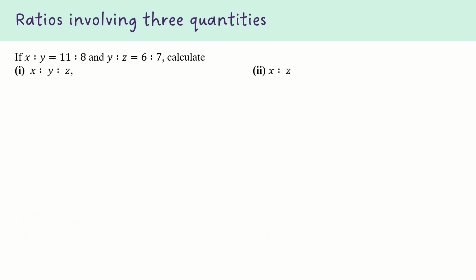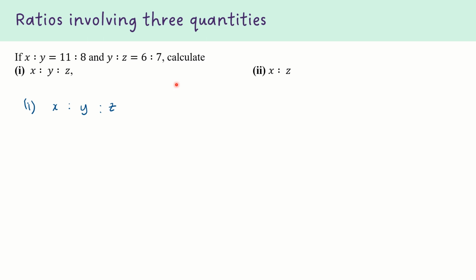So earlier on we were looking at ratios involving two quantities. Now we're going to be looking at ratios involving three quantities. In this question we have x is to y equals 11:8 and y is to z equals 6:7. So individually there are two-quantity ratios, and we want to calculate the ratio of x is to y is to z. So how do we go about doing that? In this case, we will first lay out by writing down x is to y is to z.